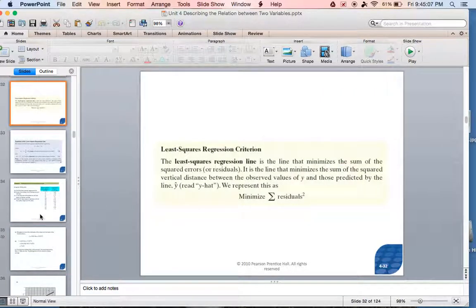The least squares regression line is the line that minimizes the sum of all the errors, what we call residuals. It's the line that minimizes the sum of the squared vertical distances between the observed values of y and those predicted by the line, y hat. Now that seems like a lot in that definition, but it just takes all the errors and minimizes them to make the best line possible using all the points, not just 2 random points within the data set.